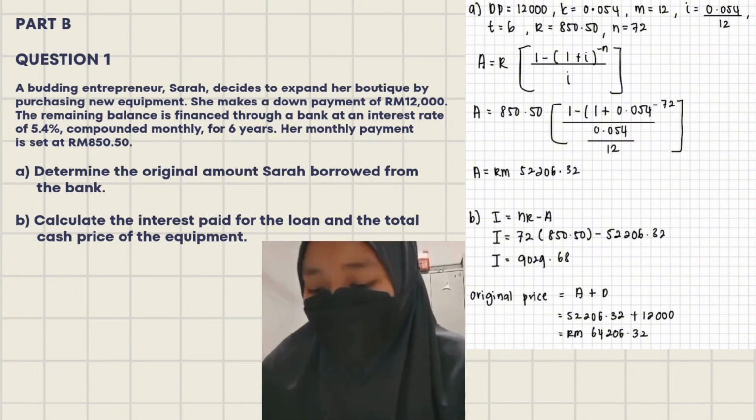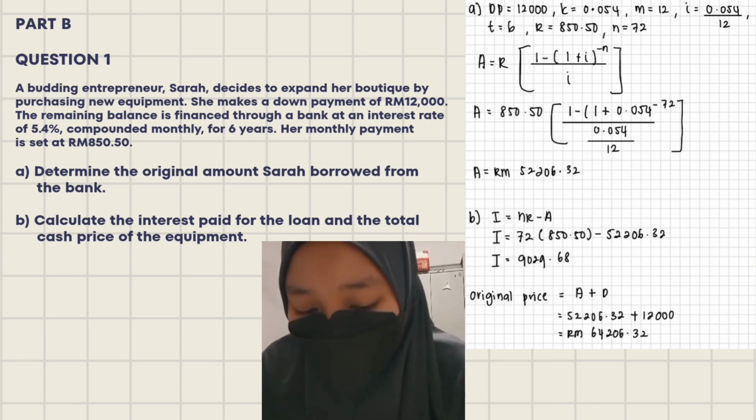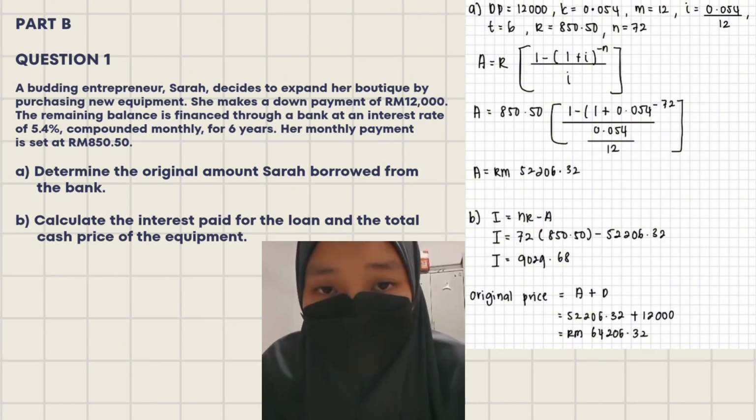information given to us. The down payment is 12,000 ringgit, and K equals 0.054, M equals 12, I equals 0.054 divided by 12 using the formula of I equals K divided by M, T equals 6, R equals 850 ringgit and 50 cents, and lastly N equals M times T. So N equals 72.